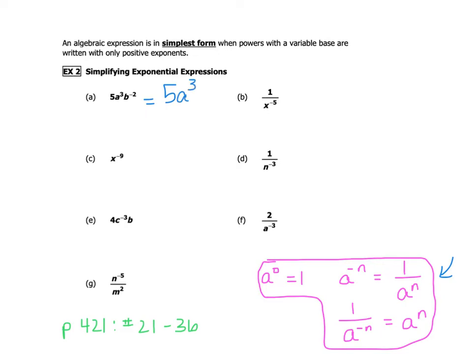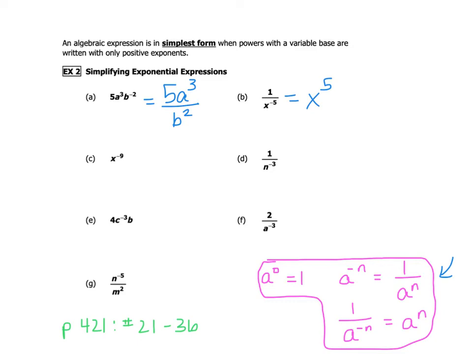That stays on top because it's already positively exponented. And we have b squared on the bottom. If we go to example B, we've got an x to the negative 5 on the bottom. In order to make that a positive 5 exponent, just move it up to the top. So what we're going to have is just x to the 5th. It moves up with the 1.